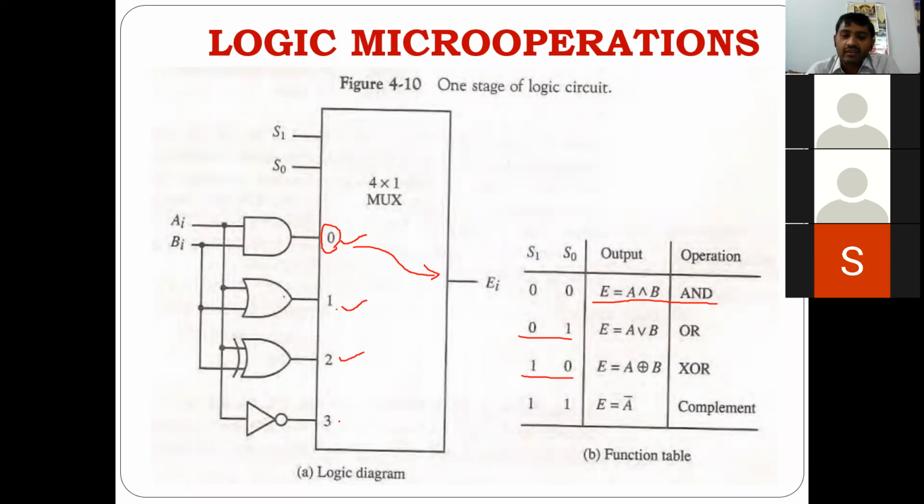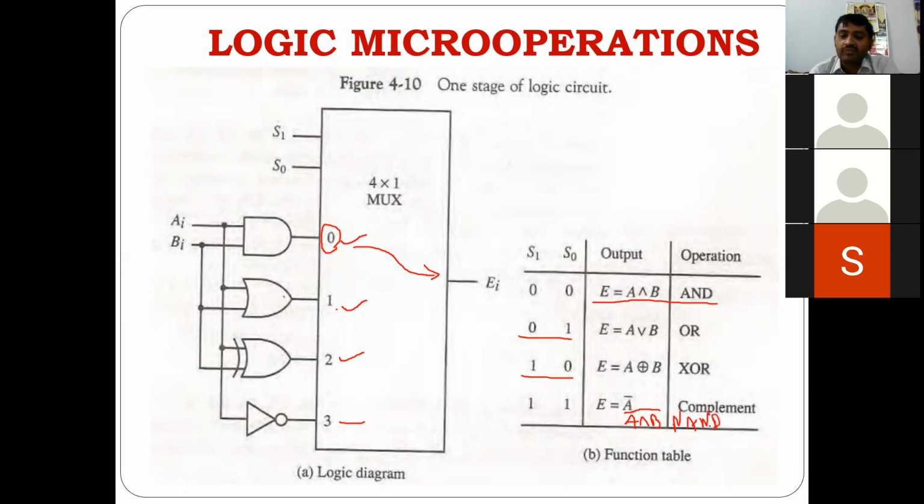And the last one, 1, 1, I'm simply taking as the NOT gate. It is not compulsory that you have to take a NOT gate only. You can take a NAND gate. For 1, 1, if you take a NAND gate, what will happen? A is equal to A and B whole bar. NAND is the opposite of AND, so it becomes NAND. You can take it of your own choice.